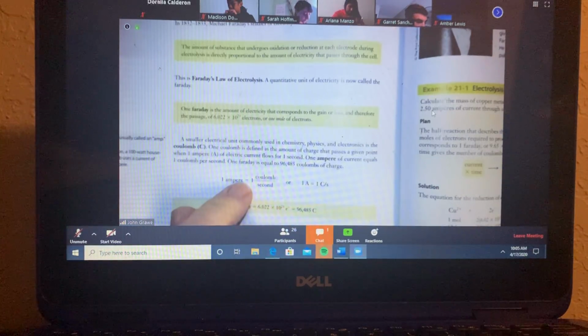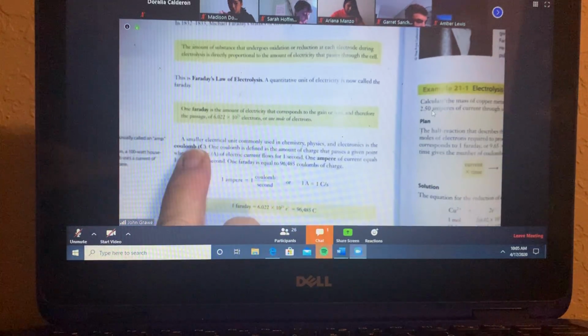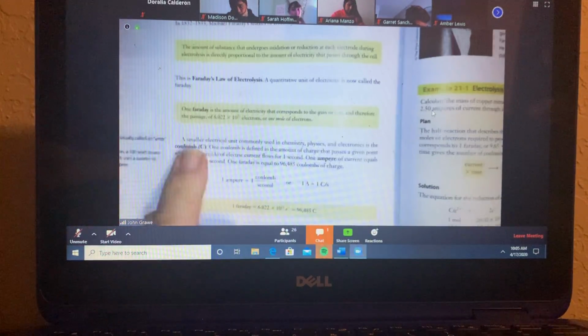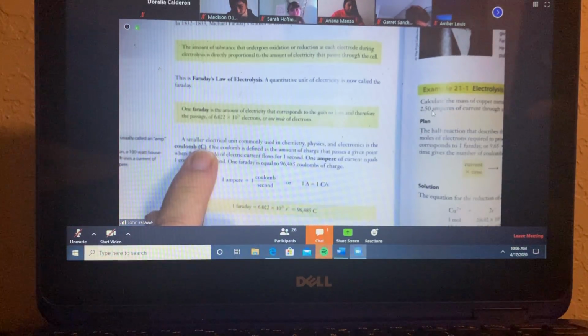Now back in chapter 4 last semester, we did something called a Millikan problem. It involved calculating the charge of an electron. The unit that we were working in was called a coulomb. An electron had about 1.6 times 10 to the minus 19 coulombs charge. So we saw it then and we have it come back. We're going to see it again.